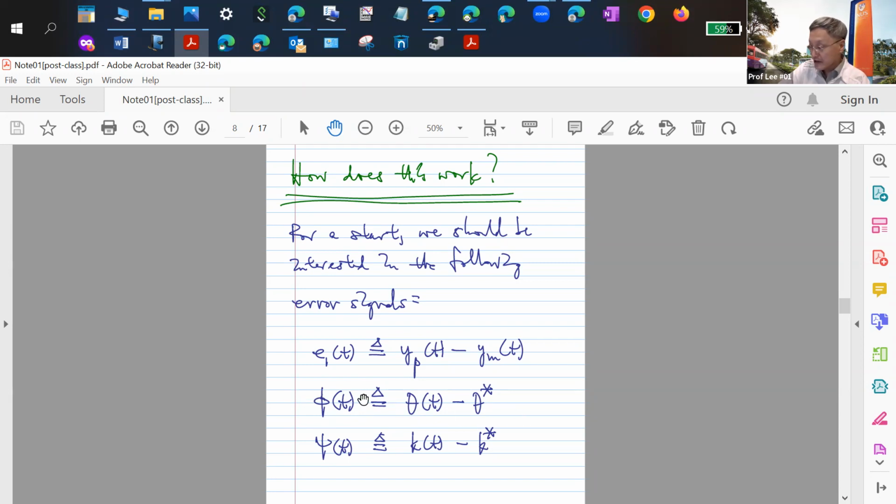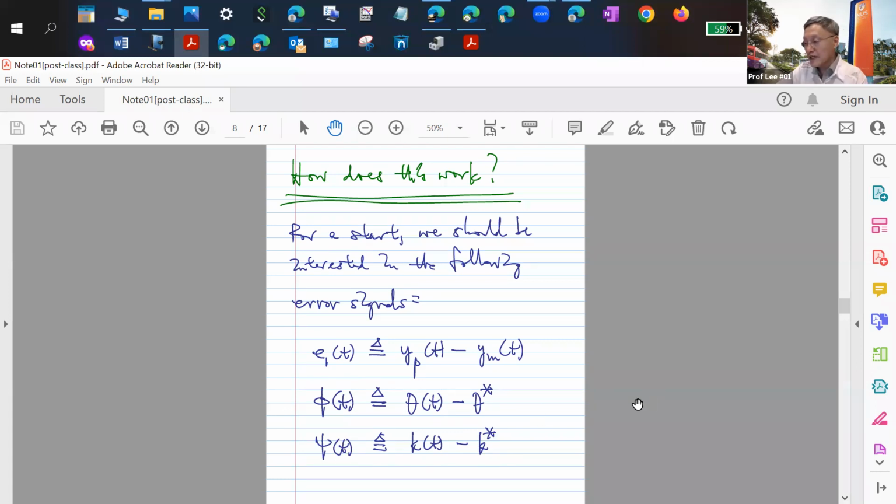Because if we are able to exactly make this theta star, the parameter error here will be 0. So certainly we are interested in this parameter error. Similarly, therefore, we are also interested in the parameter error in this other scaling control gain, which we are also making time varying, and we know there's a perfect gain. So we call this error C of t. So these are the error signals we're interested in.